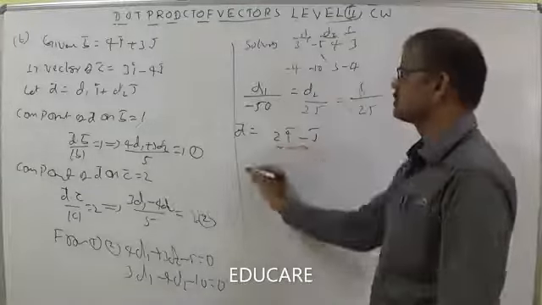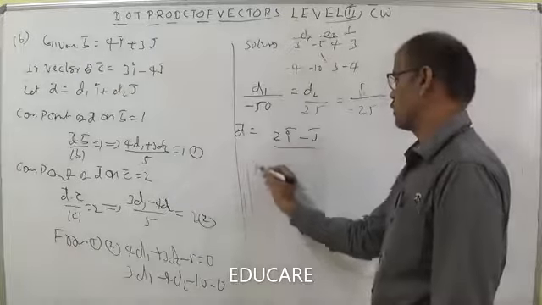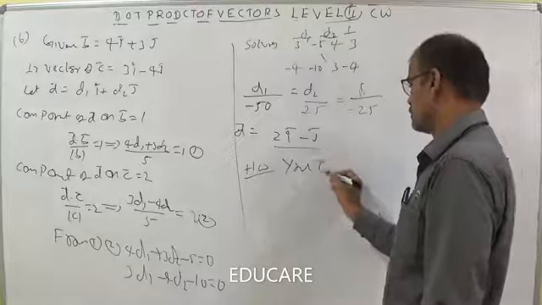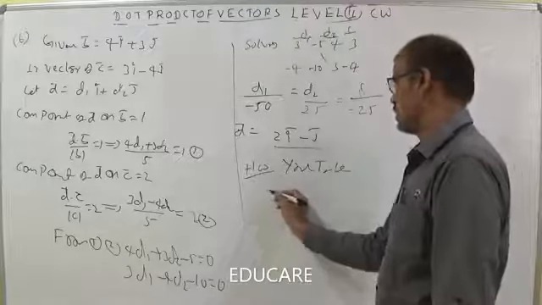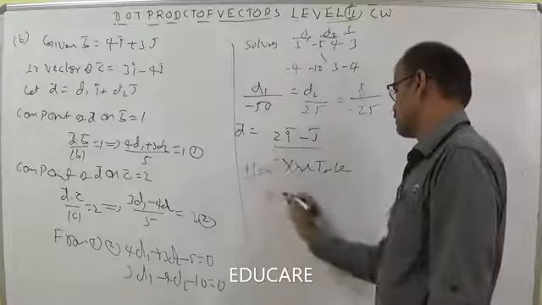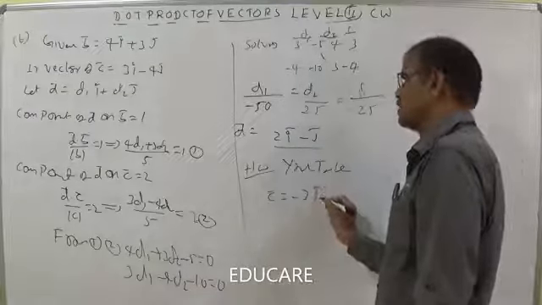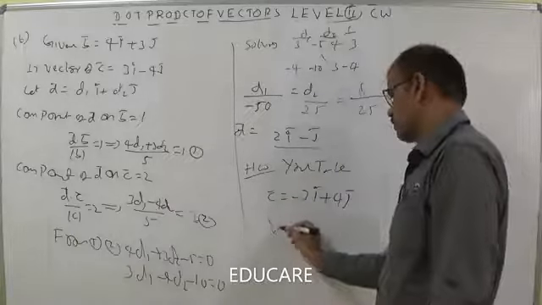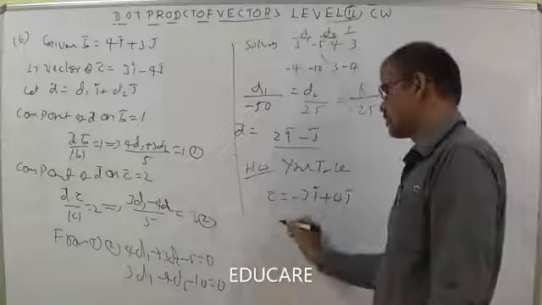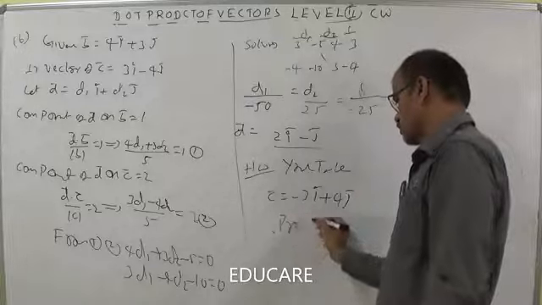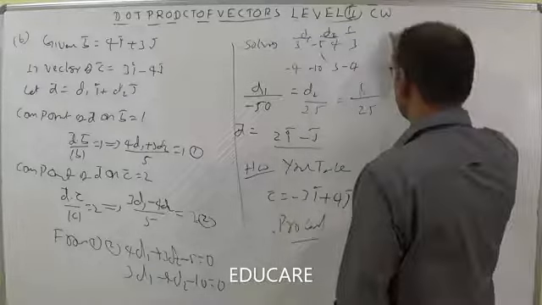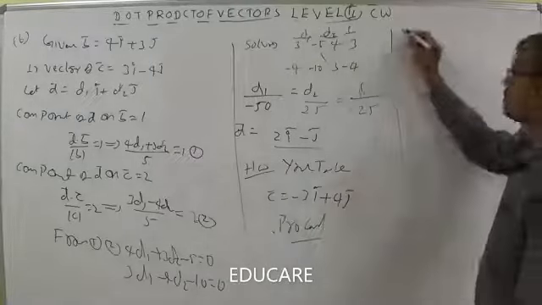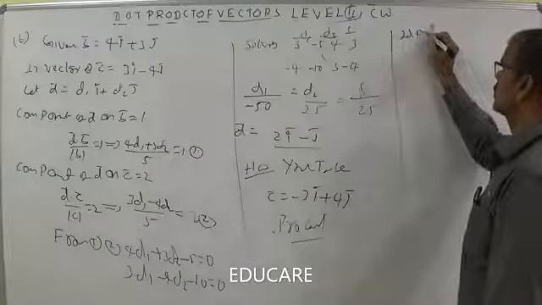So 1 by 25, this is j. You do one thing, students. I am giving homework: consider the value of C bar equal to minus 3i plus 4j and verify. Minus 3i plus 4j, proceed, I am writing. Using this value, you can find this one. It's okay.